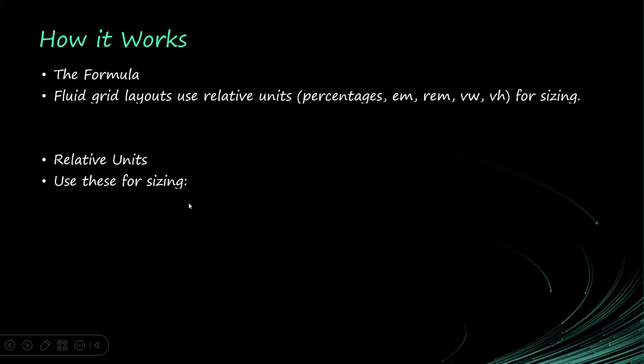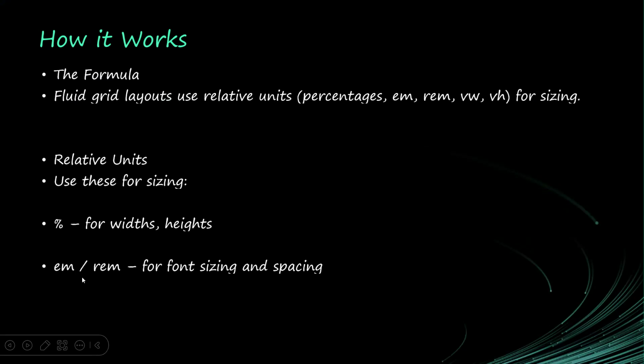So for relative units, use this for sizing. Percentage is for width and height. EM and REM are for font sizing and spacing. So if you're giving font size or spacing, please use EM or REM. If you want to use width and height, use percentages. You can also use VW and VH for viewport relative sizing.